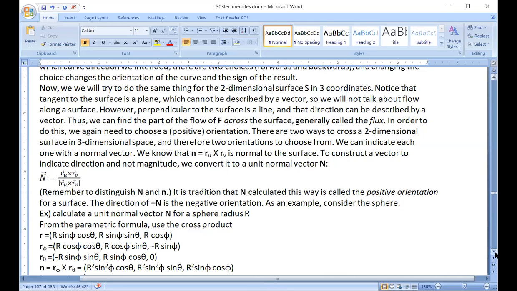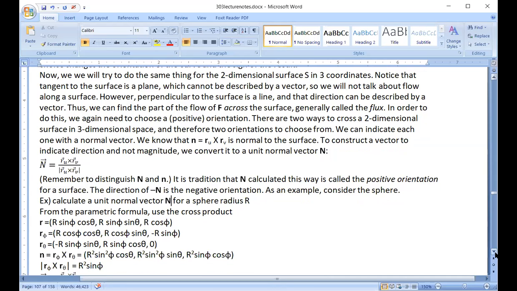Now, of course, that's just the normal vector. We're trying to make the unit normal vector, so we need to find the magnitude of this. If you calculate the magnitude, things wind up simple. I'm going through the calculations very quickly, but things wind up simplifying. You get sine squared plus cos squared here and there, so things combine and simplify, and it all works out to be that the magnitude is r squared sine phi. So you take the normal vector and divide by its magnitude, which is that.